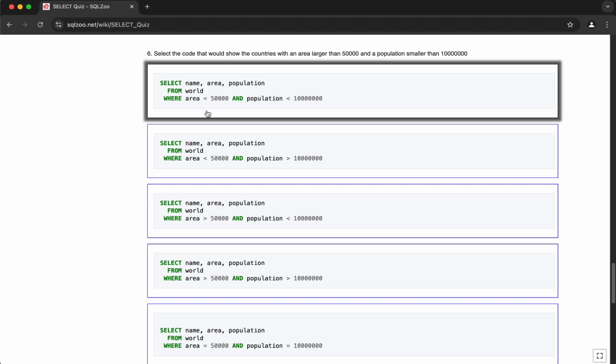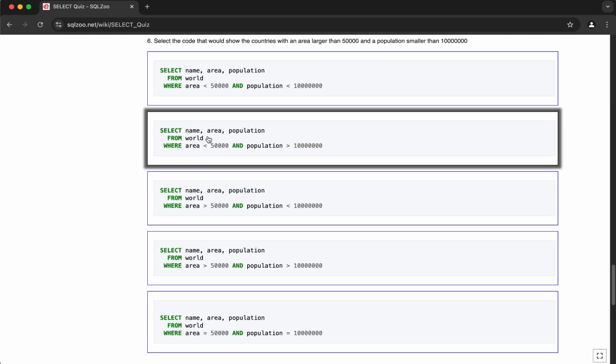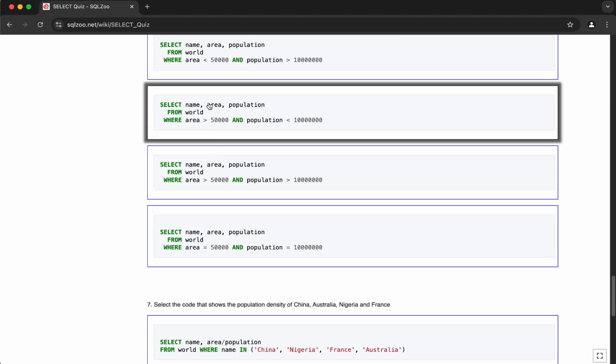So it's not the first option. Let's come down to the second option. So select name, area, and population from world. Again, where area is less than 50,000. So this is incorrect. We don't need to look any further. Let's look at the third option.